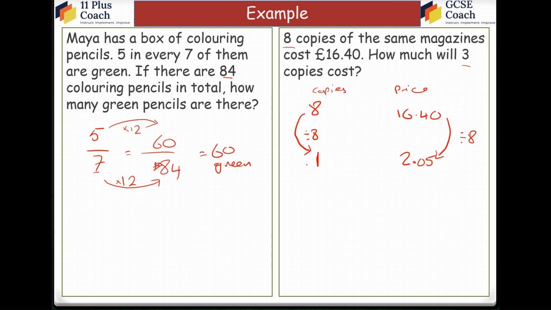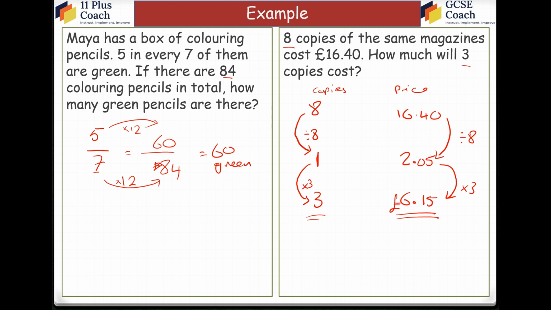But now I can take from 1 to 3 because that's easier, because 1 times 3 gives me 3. So now the copies will be 3 copies here. I need to times the price by 3 as well. So if I do that, 3 times 2 and 3 times 5p will be 15p. So that'll be £6 and 15 pence. So the price of 3 copies is £6.15.